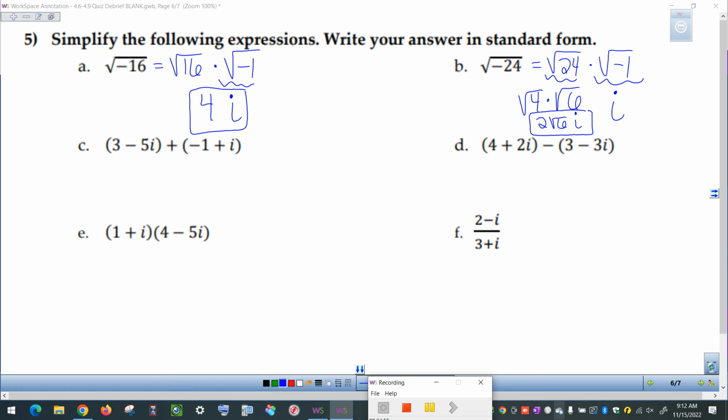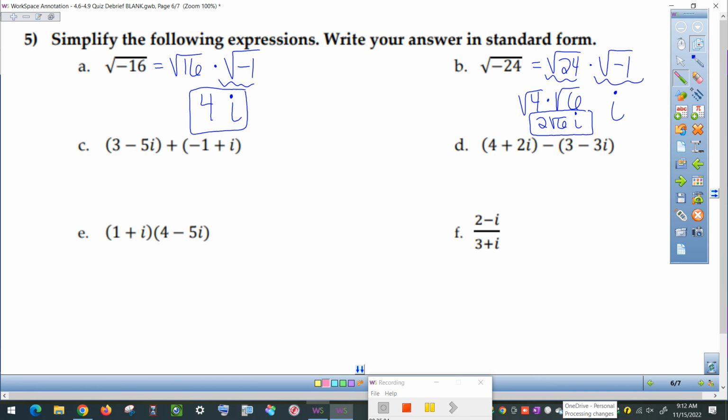Okay. Part C. We want to be really careful on this one because the only thing it is asking us to do is add these numbers together. In fact, off to the side here, let's write the word add. We're not multiplying these together.